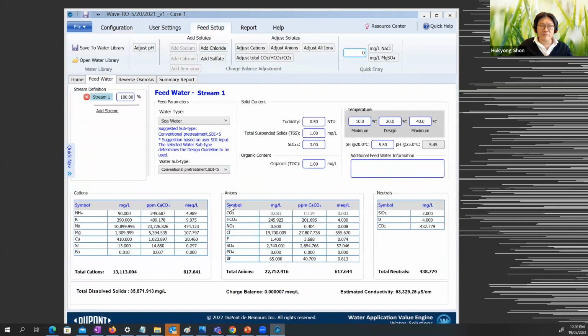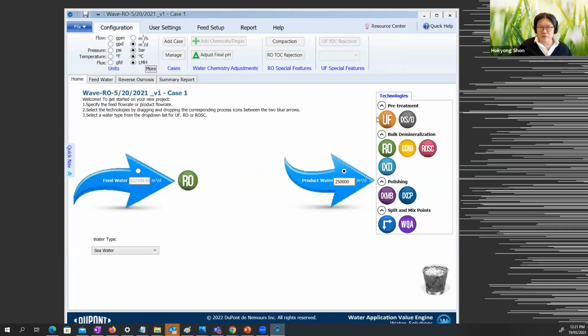Here, if you don't want to use your conventional pretreatment process and you want to use DuPont ultrafiltration, you can change your pretreatment because this is your design. You don't have to follow only the schematic. You can change the pretreatment to DuPont ultrafiltration. So you can put the pretreatment as a DuPont ultrafiltration system here.